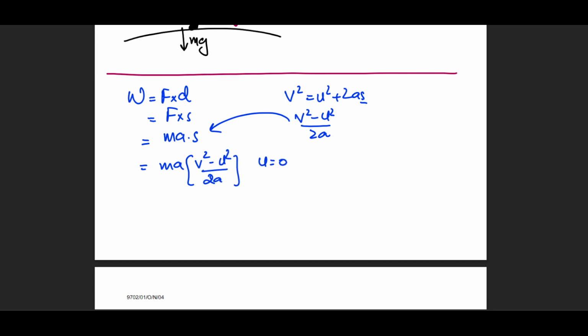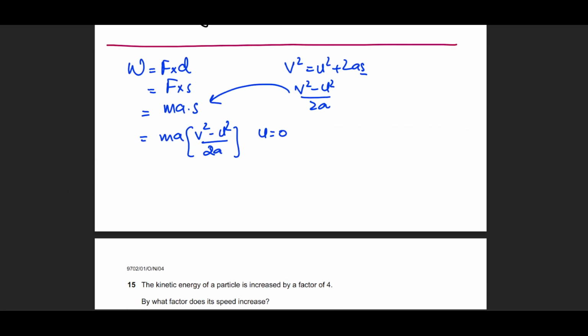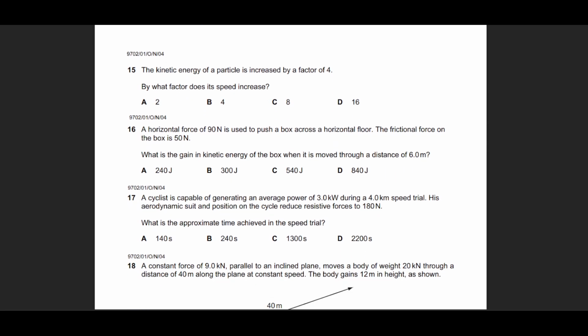Here the initial velocity is 0 because we're starting from this point. So this cancels out, and the a cancels out. What we are left with is 1 over 2 mv squared. Since this is work done, and the work has been done to move the object, this becomes kinetic energy. Let's move to the questions.